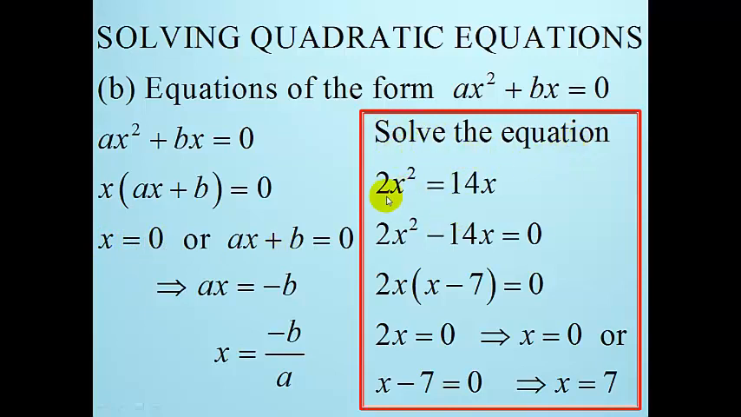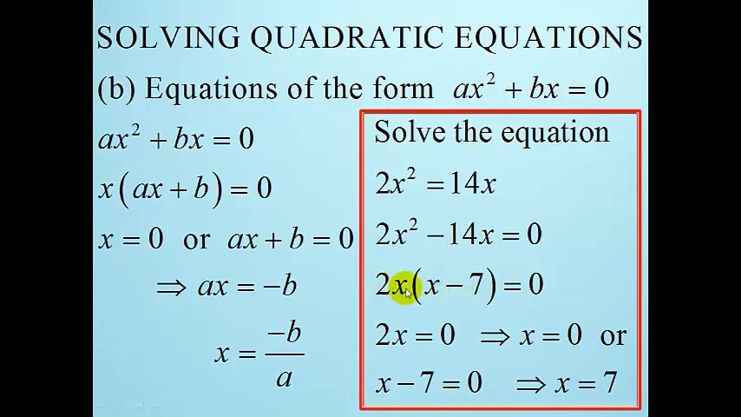Now let's look at this example. Solve the equation 2x squared is equal to 14x. Now 14x on the right hand side becomes minus 14x on the left hand side, and this is equal to 0. So we factor 2x out. So in bracket we have x minus 7. Why? Because when you multiply 2x by x, you are still getting back the 2x squared. And when you multiply 2x by minus 7, you are getting the minus 14x. So we have not changed the equation. It's still the same thing. We are only factorizing 2x out.